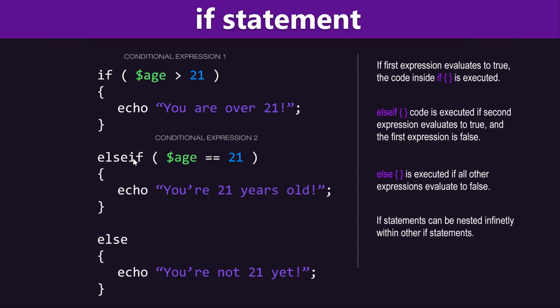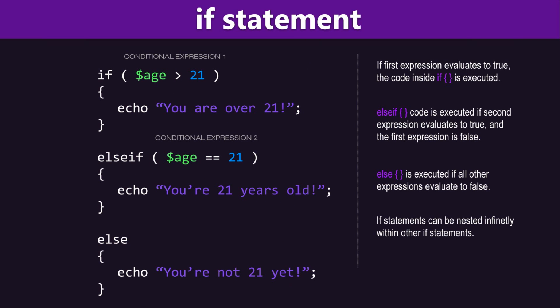Then we have an else if, and this is a second conditional expression. And if that expression evaluates to true, then the following code inside those curly brackets will be executed. In this case, if age is equal to 21, it's going to echo out or print out you're 21 years old. In the first case, it's going to print out you're over 21, of course. And finally, if none of these conditions evaluate to true, so if both of these conditions are false, then the else case will be executed and it's going to print out you're not 21 yet.